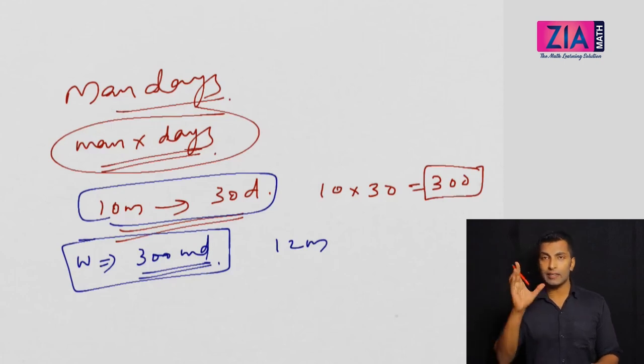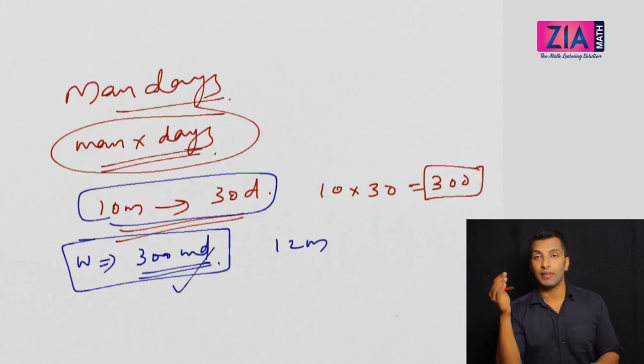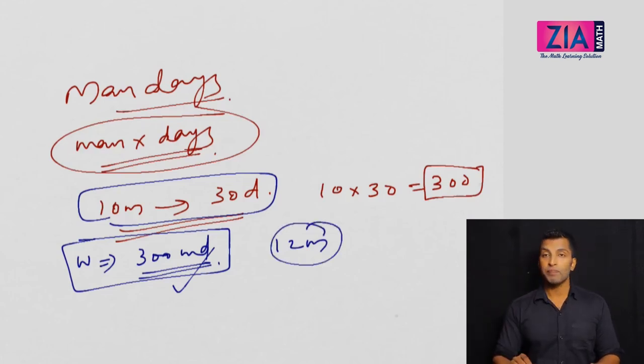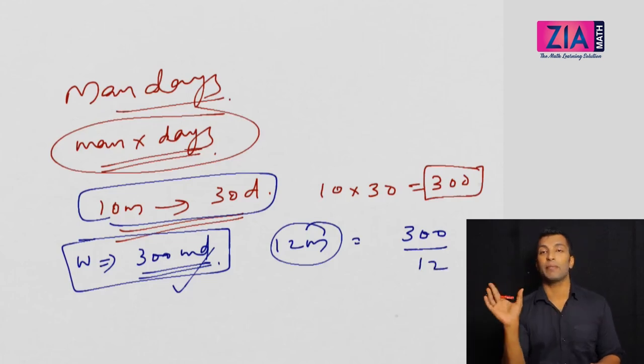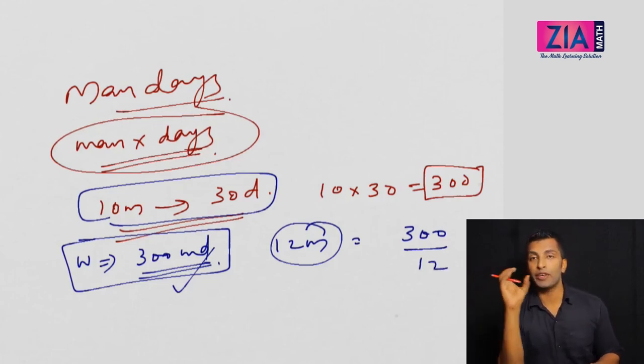So the idea is, how many man days are required? I understood 300 man days. So when I have 12 men, the man days remain the same, 300. So how many days will it take? 300 divided by 12, because man days remain the same. Man days means to complete the work you need this many man days, man into days.